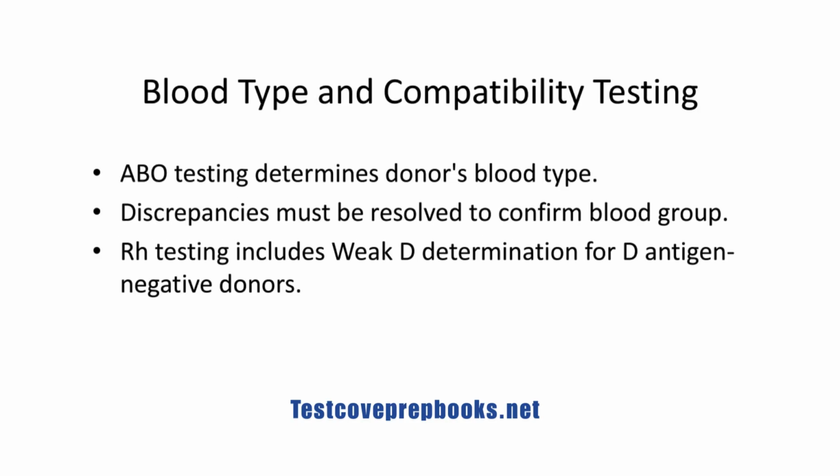Blood type and compatibility testing. The first step involves determining the donor's blood type through ABO testing. If any discrepancies arise, they must be resolved to confirm the correct blood group.